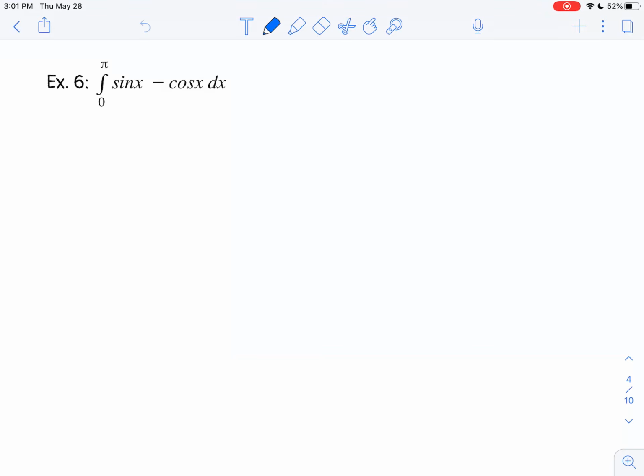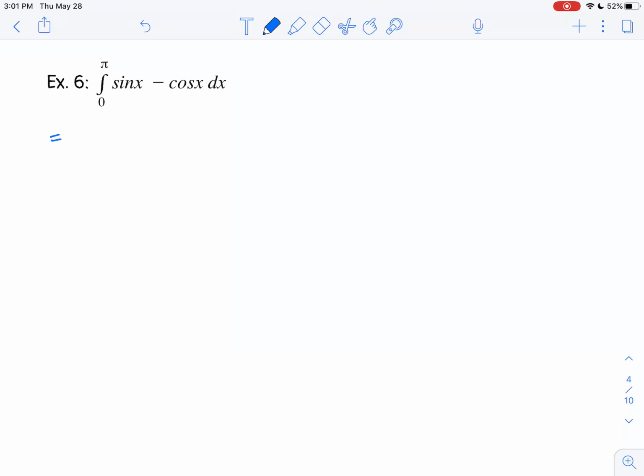So let's take a look at example 6. This says, find the integral from 0 to pi of sine x minus cosine x dx. What we're trying to do is find the area between these two curves, going from 0 to pi. We're going to find the integral of each piece, plug in pi, plug in 0, and revisit that unit circle.